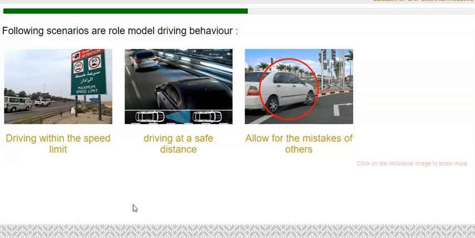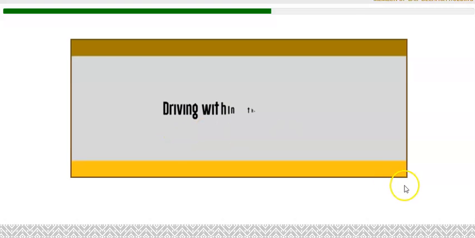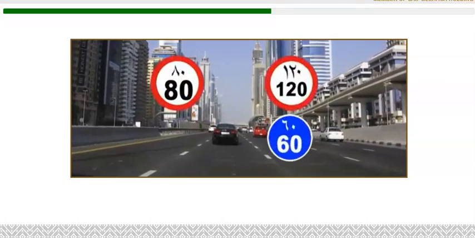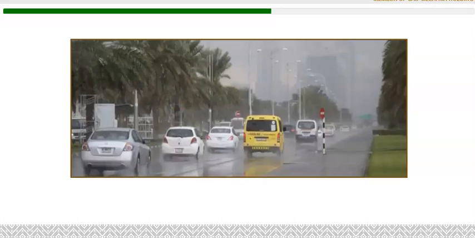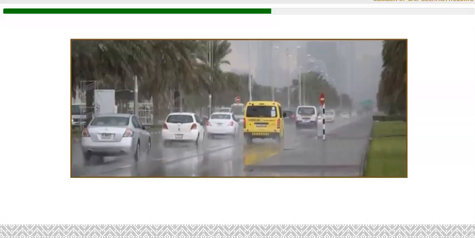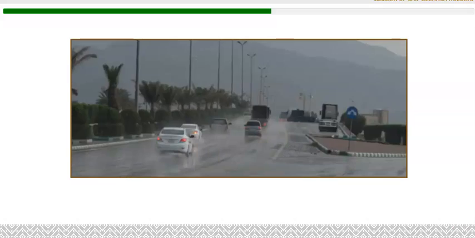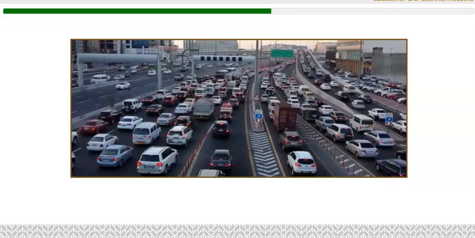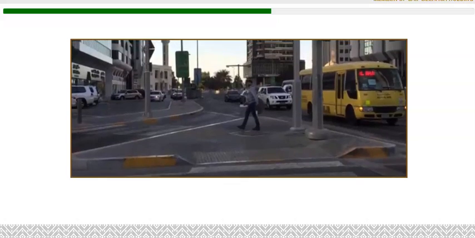The following scenarios are examples of role model driving behavior. Driving within the speed limit. You can see the speed here. You need to drive within the speed limit. So if the road says 80, make sure you drive at the speed of 80. These are the speed limits which you'll find on Dubai's roads. Now this speed limit would vary if the weather condition is not supportive, or in case you have a huge traffic jam.